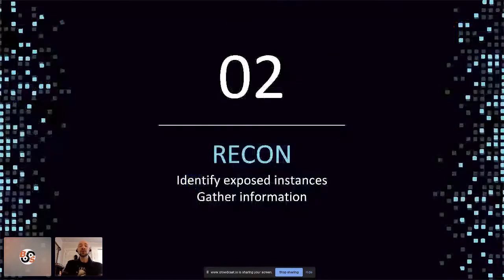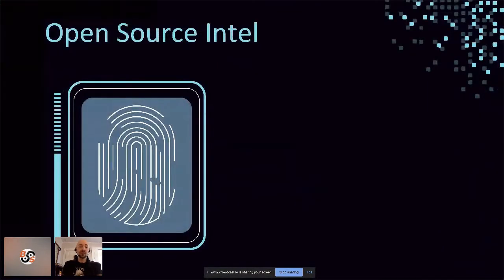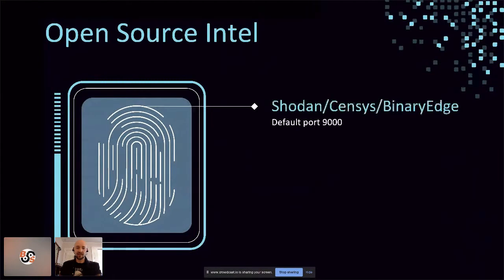So that brings us to part 2, reconnaissance. If we're looking for SonarQube and we want to find exposures online, how are we going to do that? We'll start with the usual suspects for open source intelligence. Shodan, Censys, BinaryEdge, and other mass scanning tools out there are great for finding this. That's because the default port for the administration console is 9000. So if you're using these tools, all you've got to do is search for exposed 9000, and you'll find a lot of SonarQube that way.